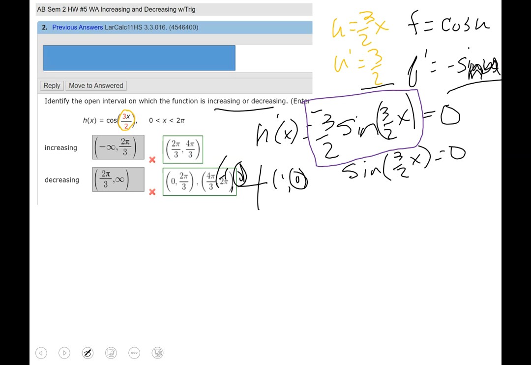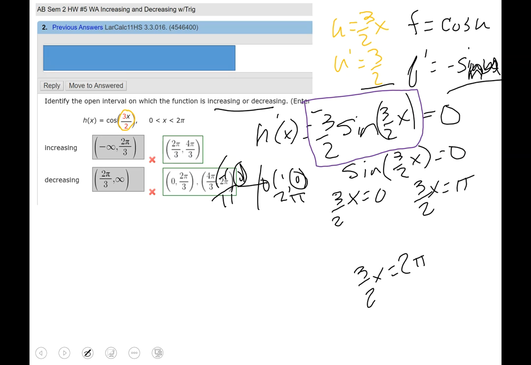So the radian measure here is 0. The radian measure on this side is pi. The radian measure over here, again, is 2 pi. So there are 3 places where I have this happening. So I've got to set 3 halves x equal to 0, 3 halves x equal to pi, and 3 halves x equal to 2 pi, because I have to cover every single number on that entire interval.